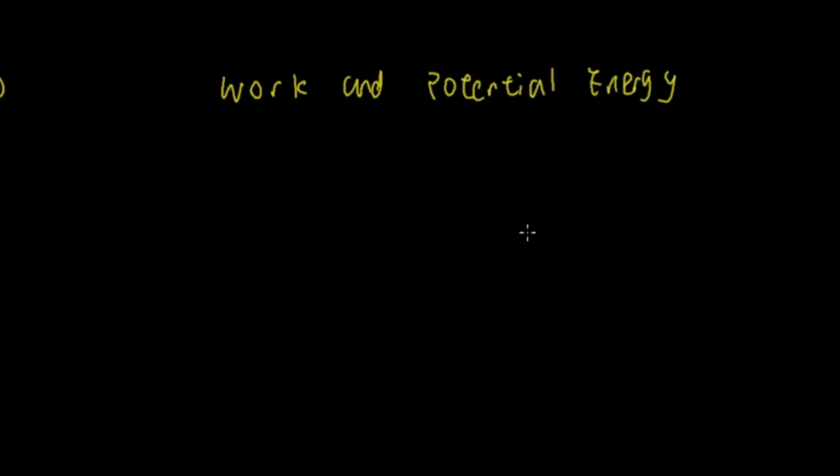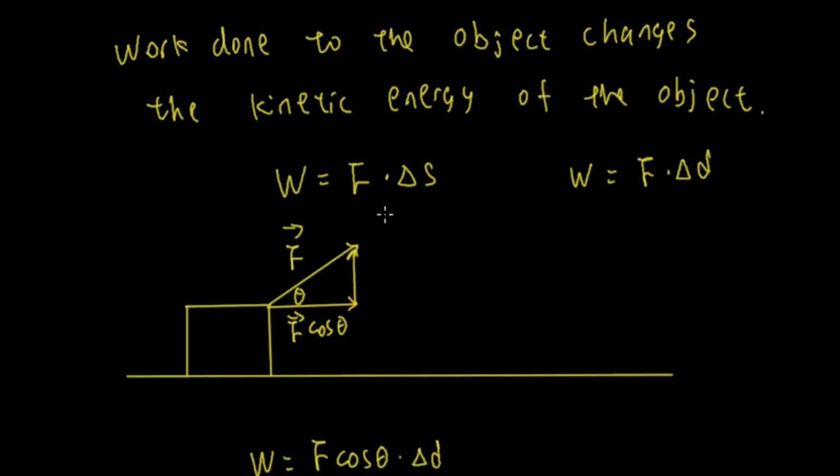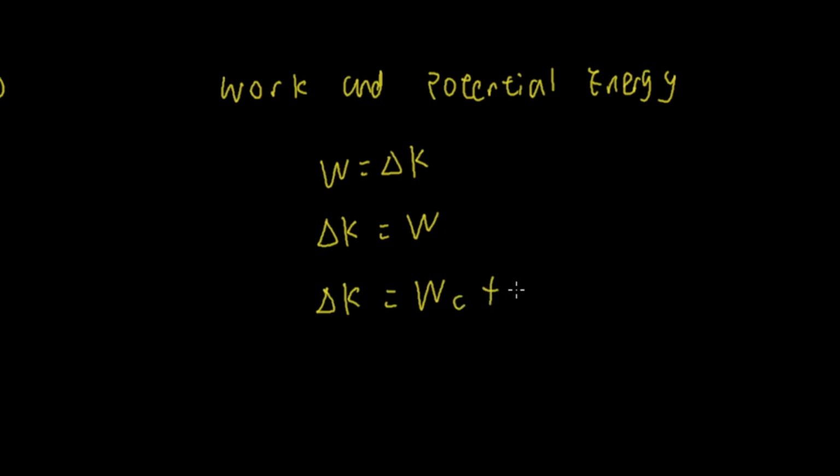Okay, now, first of all, let's bring back what we talked about here. Work done is equal to change in kinetic energy. I'm going to write it this way: change in kinetic energy equals work done. However, for this work done, we have to break it down into two different types of work done. That's equal to work done by conservative force plus work done by non-conservative force.